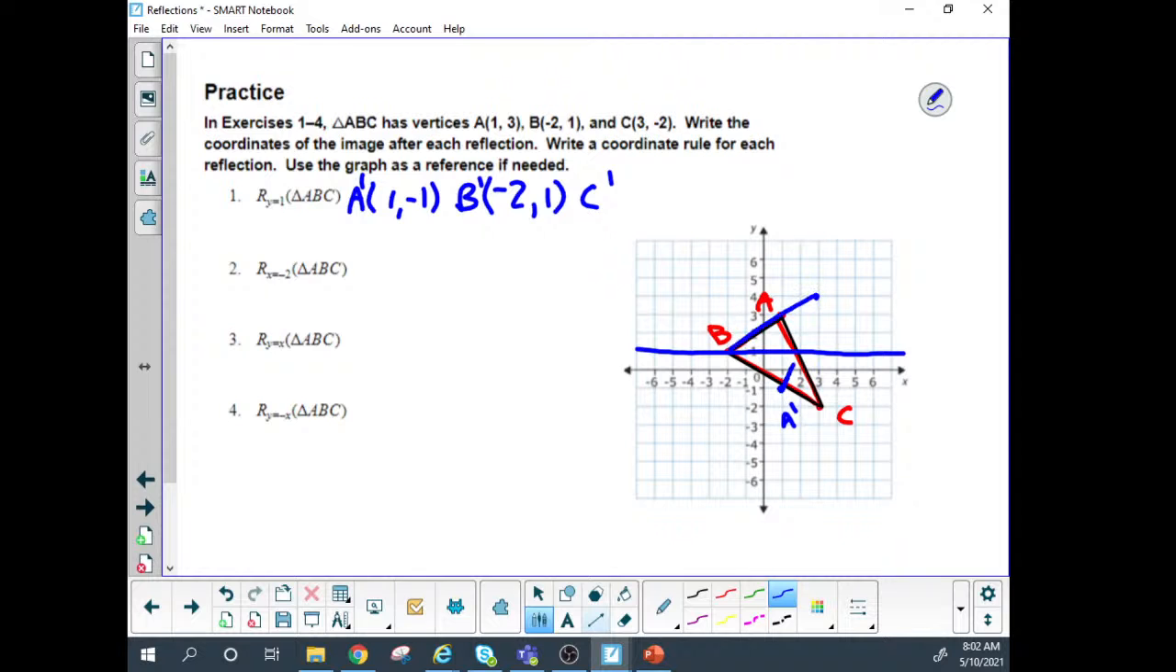So we get this triangle here. C prime, 3, 4. So now we're not moving it left or right. So the x is staying the same. What's going on with the y?